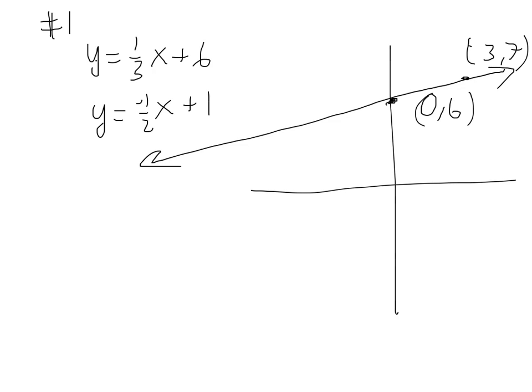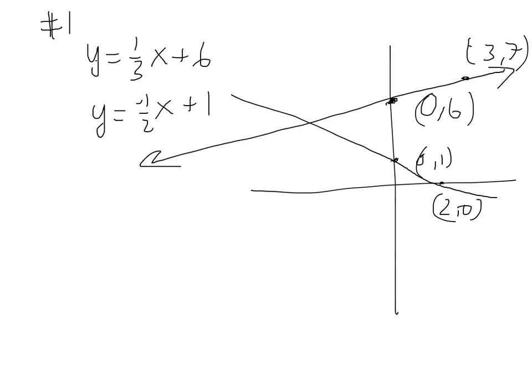And then y equals negative 1/2 x plus 1. That has a y-intercept of (0, 1), and it has a slope of negative 1/2. That means I start at (0, 1) and go down 1 over 2. So that would be (2, 0). And then I draw that line. And I look to see where they cross.